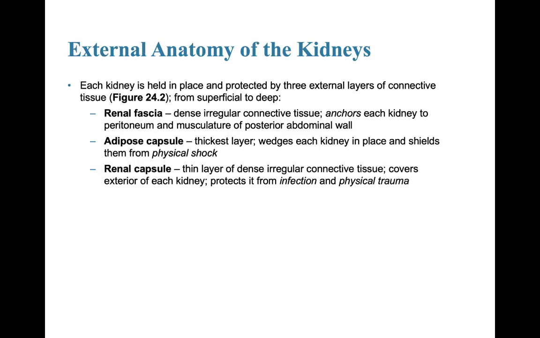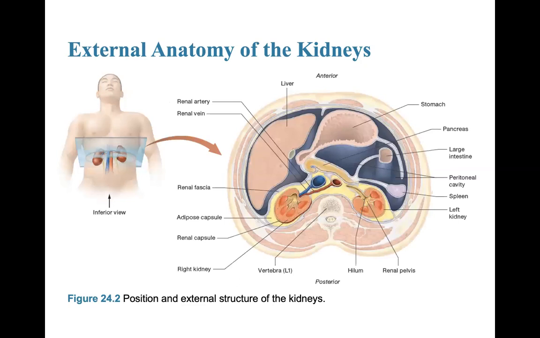The adipose capsule, this is the thickest layer that wedges each kidney in place and shields them from physical shock. And the renal capsule, this is a thin layer of denser regular connective tissue. This covers the exterior of each kidney and it protects it from infection as well as any physical trauma. This is looking at a cross section, and here we can see the two kidneys, and you can really appreciate the fat capsule that sort of surrounds that. You can see the renal fascia and then the internal renal capsule.